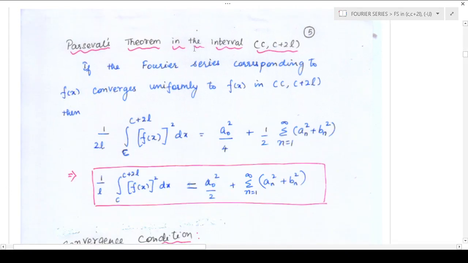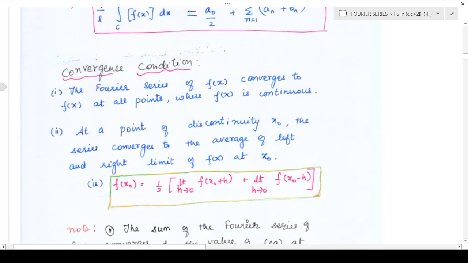Now, Parseval's identity. If a Fourier series corresponding to f of x converges uniformly to f of x in the interval c, c plus 2l, then 1 by 2l integral c to c plus 2l f of x the whole square dx equals a naught square by 4 plus 1 by 2 into summation n equal to 1 to infinity a_n square plus b_n square. In both sides 1 by 2 is common, so we were cancelling it and then we are getting the remaining, which is Parseval's identity.